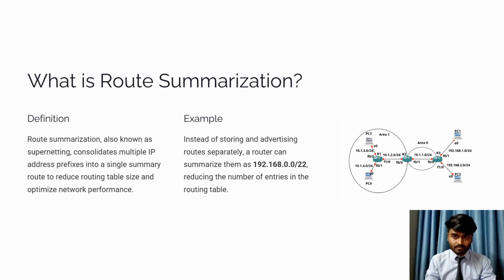Route summarization, also known as supernetting. It is the process of consolidating multiple IP address prefixes into a single summary route. This is done to reduce the size of the routing table and optimize network performance.